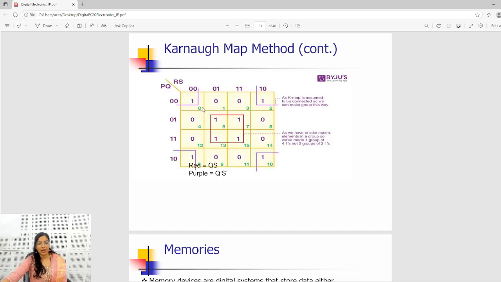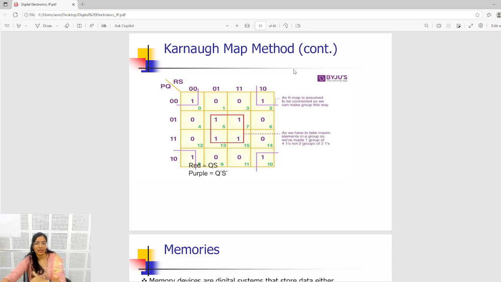So this is what I was telling you, how we number it. In green are how we are numbering the K map: 0, 1, 3, 2, 4, 5, 7, 6, 8, 9, 10, 11, 12, 13, 15, 14. Please remember the sequence is very important. It's not like 0, 1, 2, 3. It's 0, 1, 3, 2.